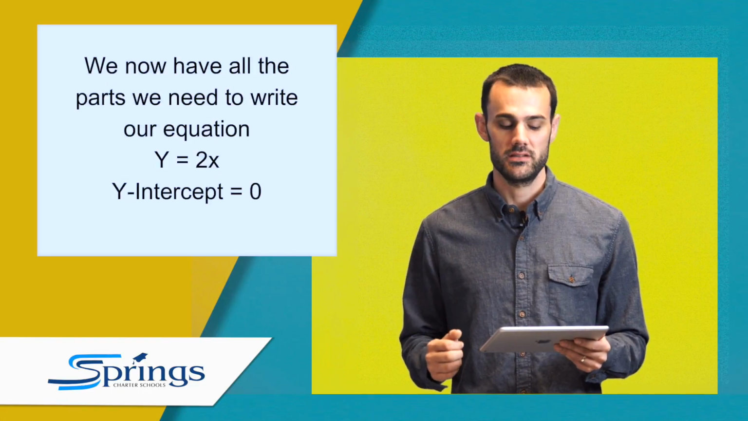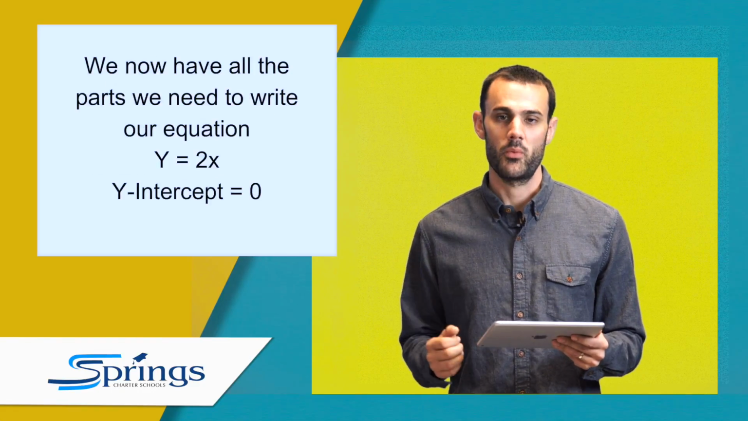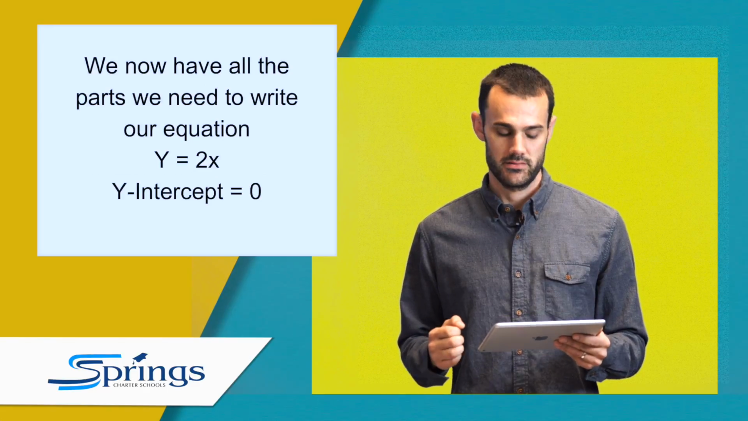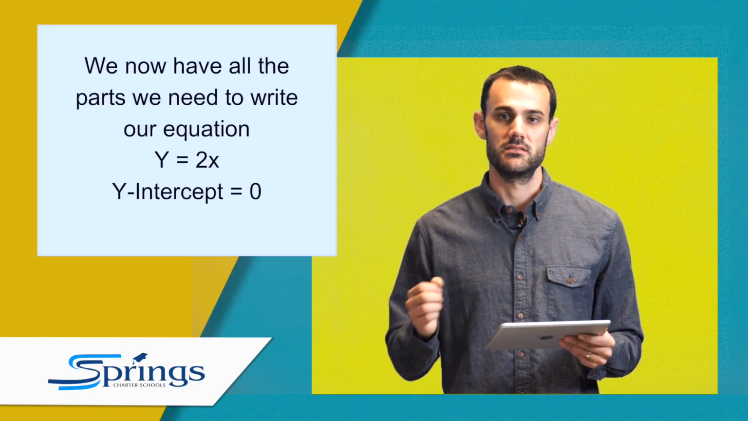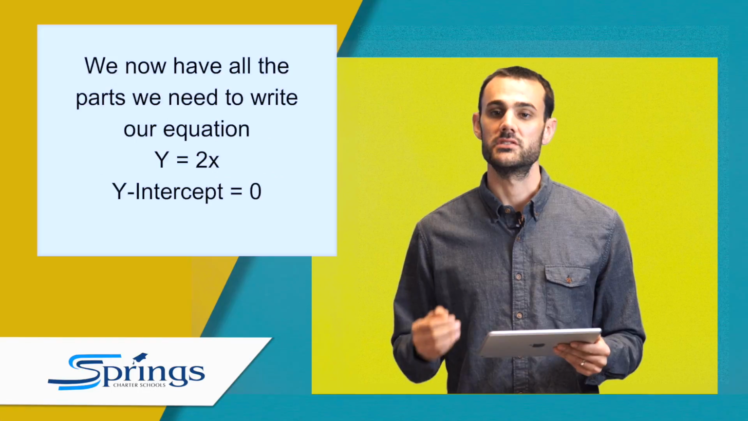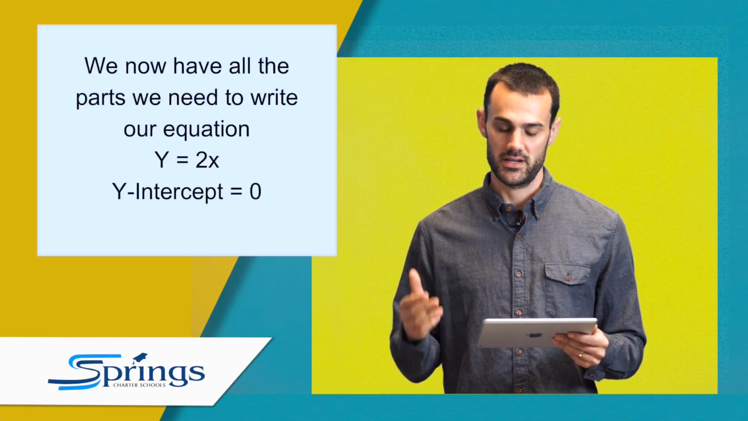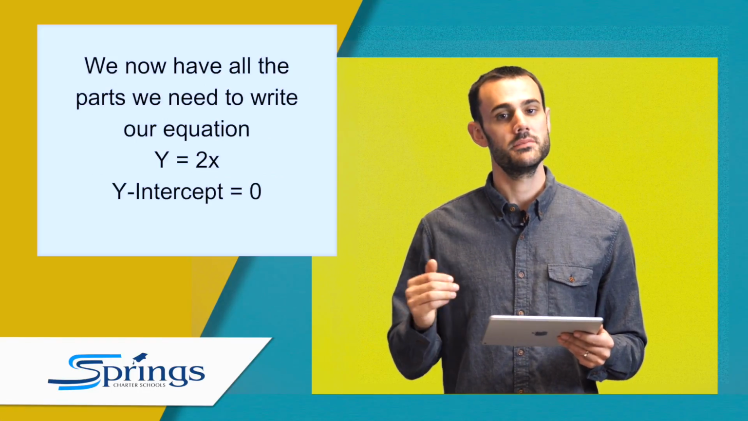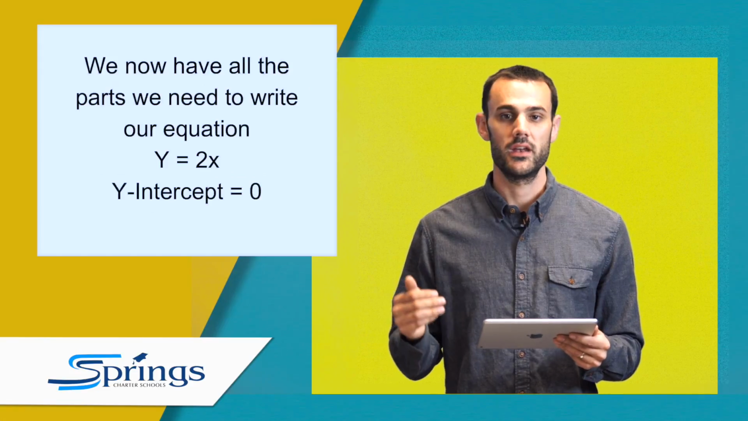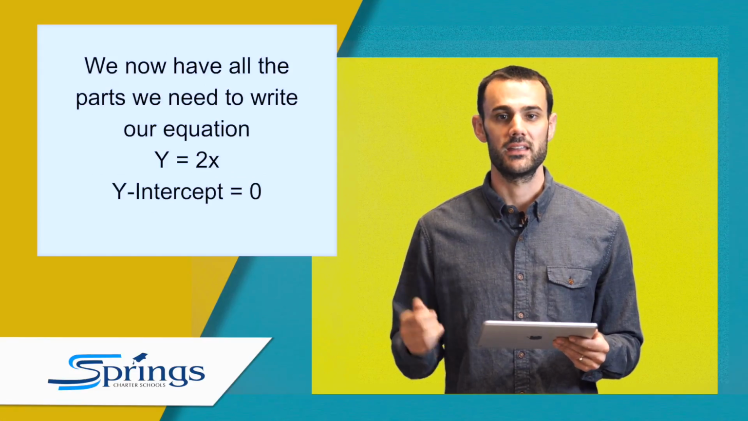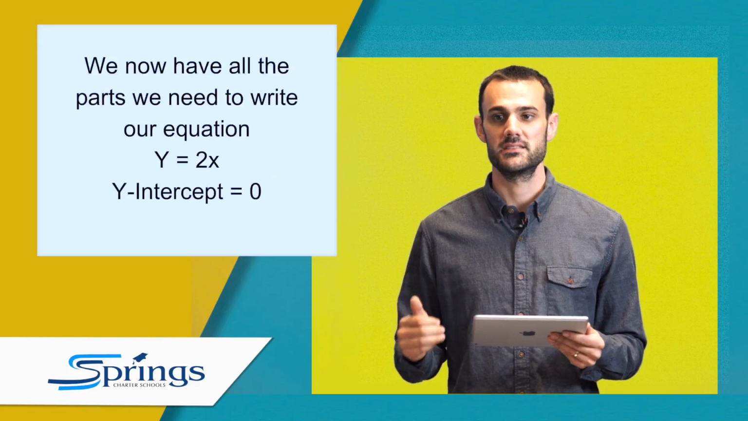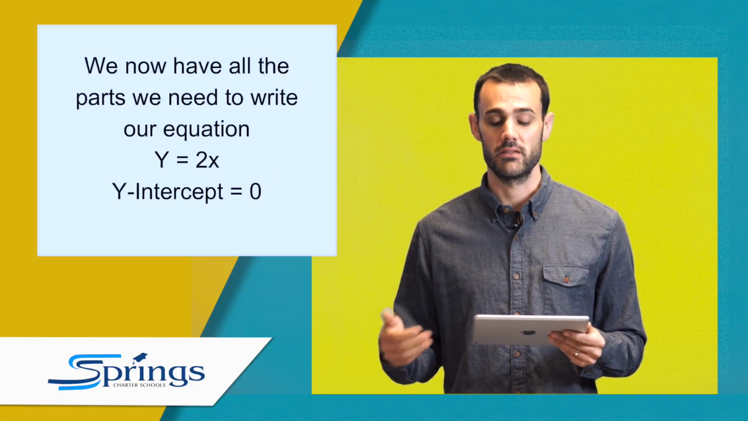Now we have all we need to write our equation, which we have here. y equals 2x. And our y-intercept is 0. Basically, if we were to graph this, we would start at the origin, 0, 0, because that's our y-intercept. And I would go up 2 units and then over 1, and then up 2 more units and over 1 more, and connect those 3 dots to look at what this ice cream problem would look like on a graph.